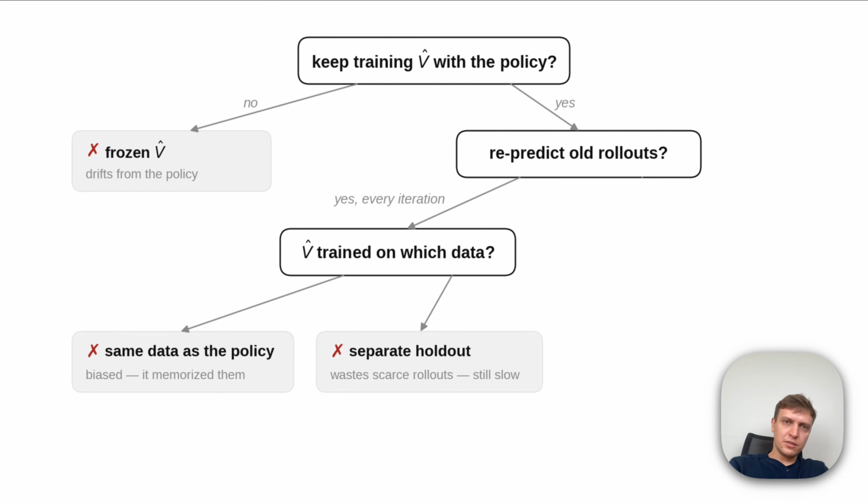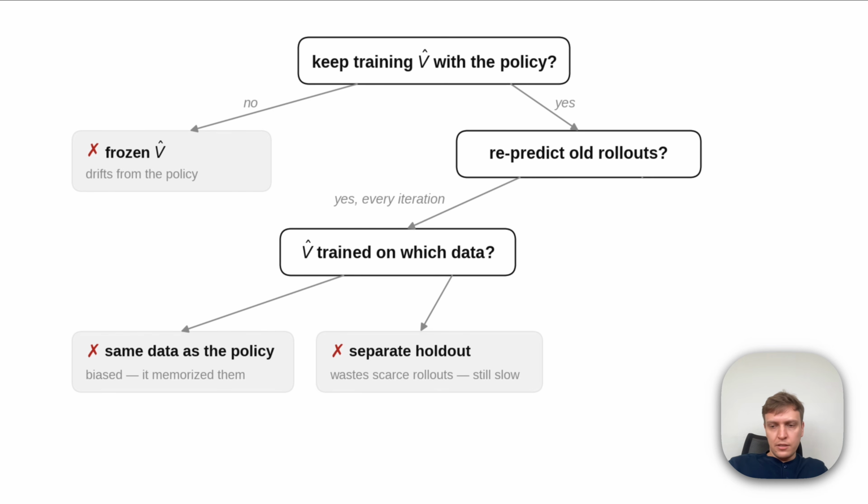If we train it on a separate holdout, then we kind of waste these resources. These rollouts are pretty expensive and we need to collect a lot of them. So if you have a separate holdout for the value prediction, it's kind of nice and it will work, but it's just expensive for us. So we probably shouldn't do it.